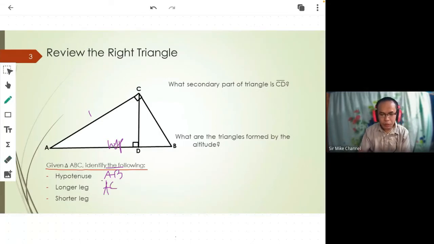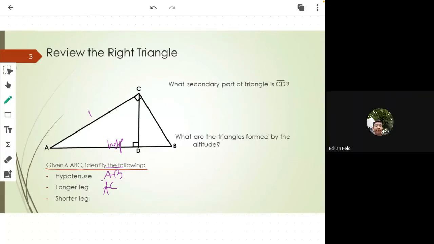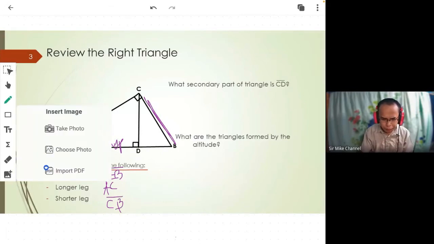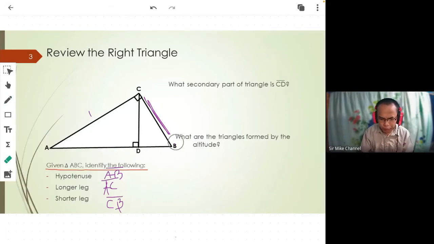Okay, how about the shorter leg? Line segment CB po. Okay, ito yung CB. Line segment CB. Okay, so ulitin natin. Ito yung hypotenuse natin, line segment AB sa malaking triangle na yan. And then, yung shorter leg natin, ito yung shorter leg. And ito yung longer leg.